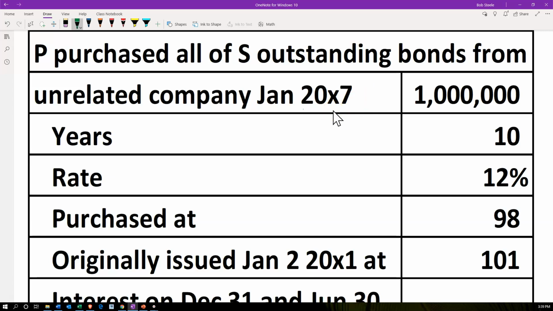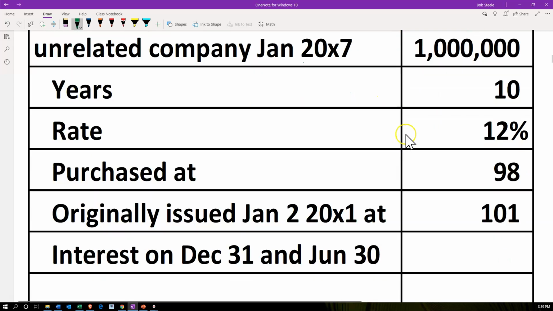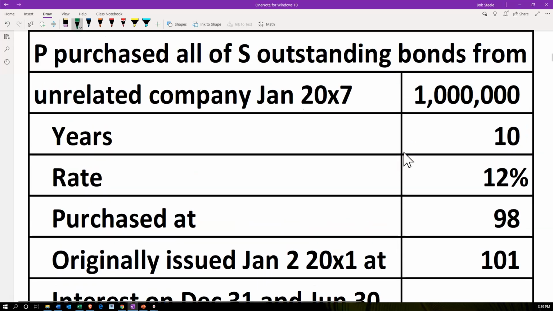So we're going to have to deal with that difference, that gain that could result from that transaction in the current year. Okay, so that's going to be for the 1 million. The years are 10. The rate's going to be 12%. They were purchased at 98, so 0.98, at a discount. That's what P purchased them for.